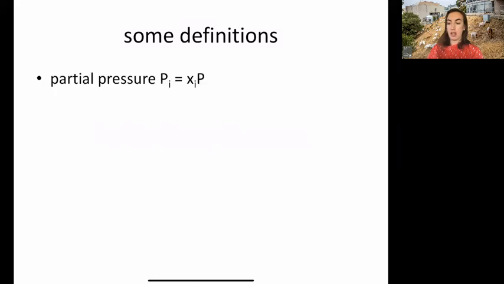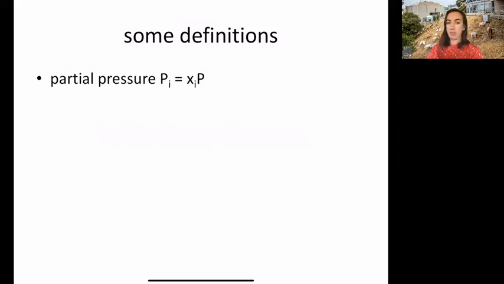First is that partial pressure, which we call P sub i, the partial pressure of species i in a mixture, is equal to x_i, the fraction of the mixture that is made up of species i, times the total pressure. That is just a definition that you've probably seen before, but I want to make sure you're comfortable with it.